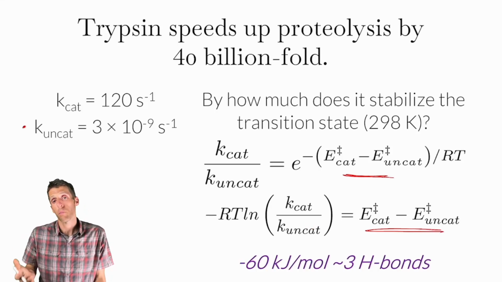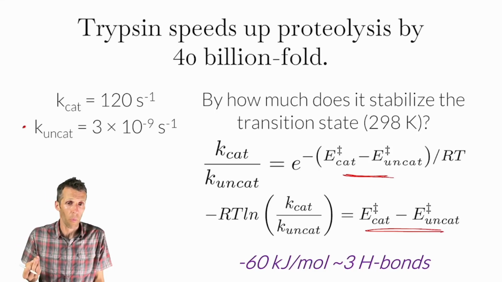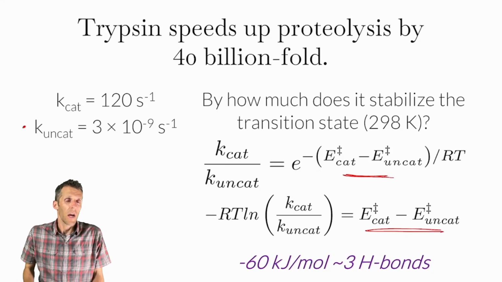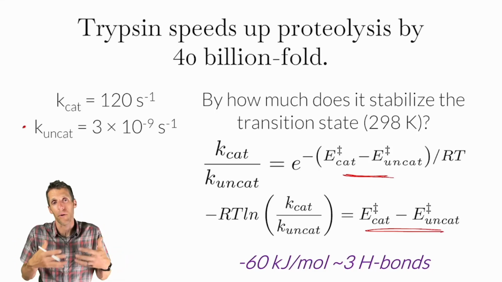And what that gives you, if you plug in numbers, is that to get a 40 billion fold speed up, you need to stabilize the transition state by about 60 kilojoules per mole, which according to my rough milepost standard, that I like having, is about 3 water-water hydrogen bonds worth of energy. And to be clear, I'm not saying it's 3 hydrogen bonds or an exact number of interactions. I'm basically saying it's worth about 3 water hydrogen bonds. That's the amount of energy involved.